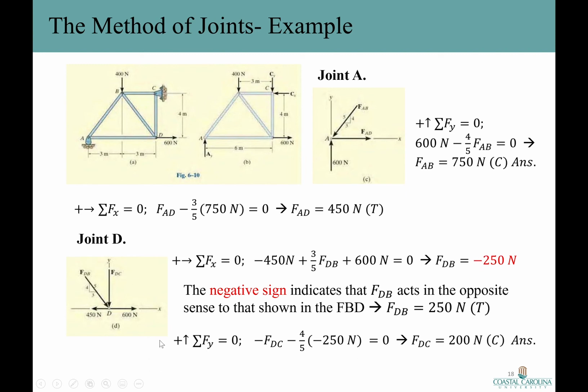Okay, in y direction, we have a downward force, which is F sub DC. So we have a negative F sub DC minus the y component of F sub DB. Here is the magnitude I'm substituting in the equation, negative 250 Newton. Solving the equation for F sub DC, it happens to be 200 Newton. And look, I got a positive number, so my initial assumption of F sub DC was correct. So that member is in compression.